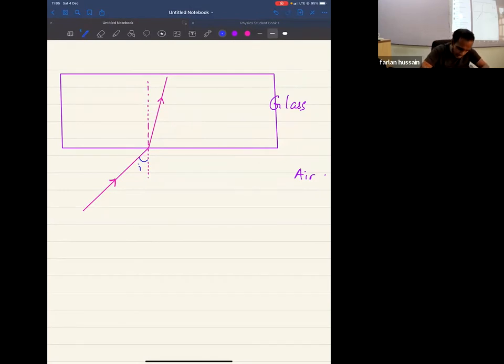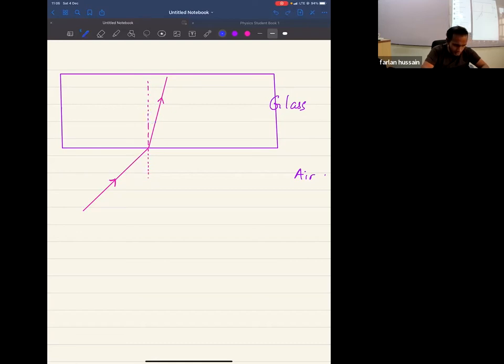The angle the refracted ray makes with the normal, we call it the angle of refraction. The angle the incident ray makes with the normal, we call it the angle of incidence. The angle the refracted ray makes with the normal, we call it the angle of refraction.